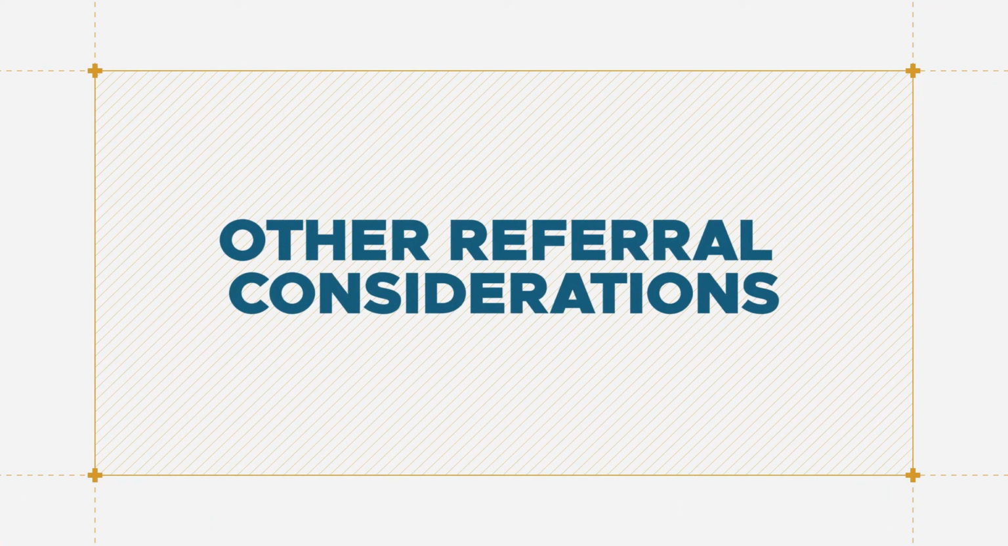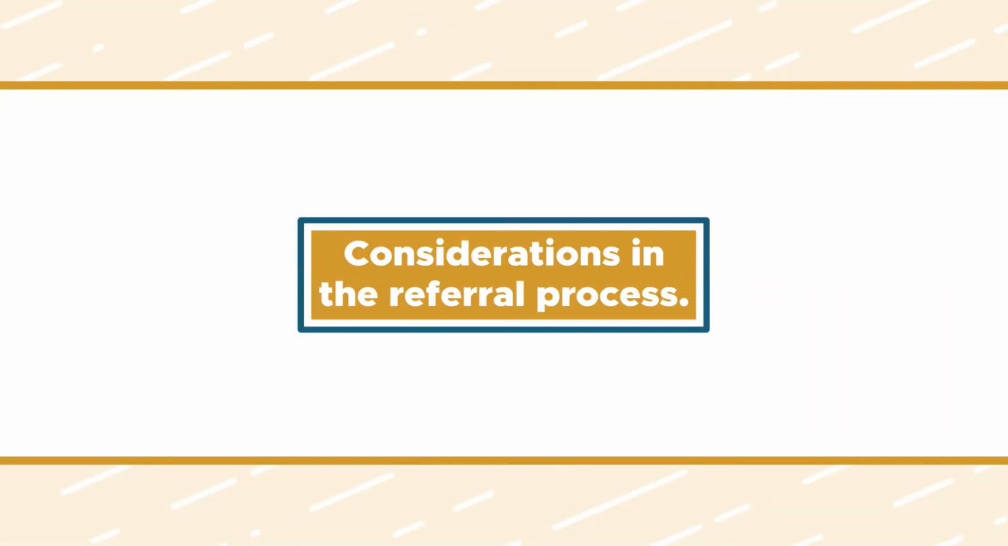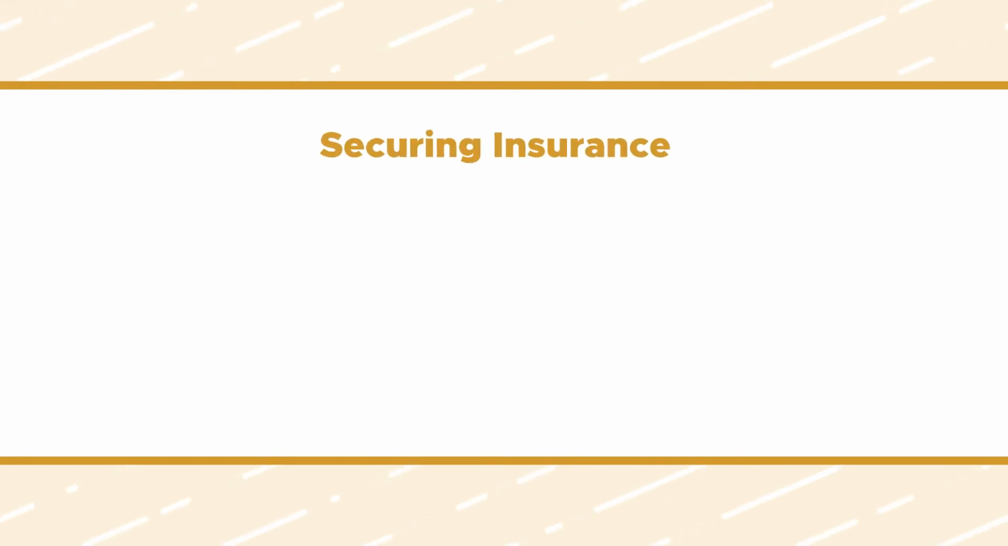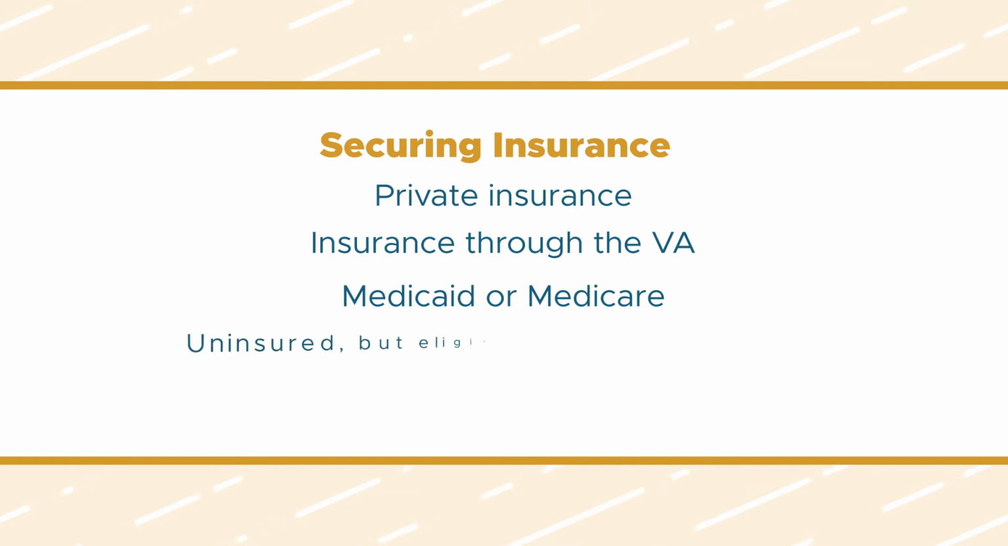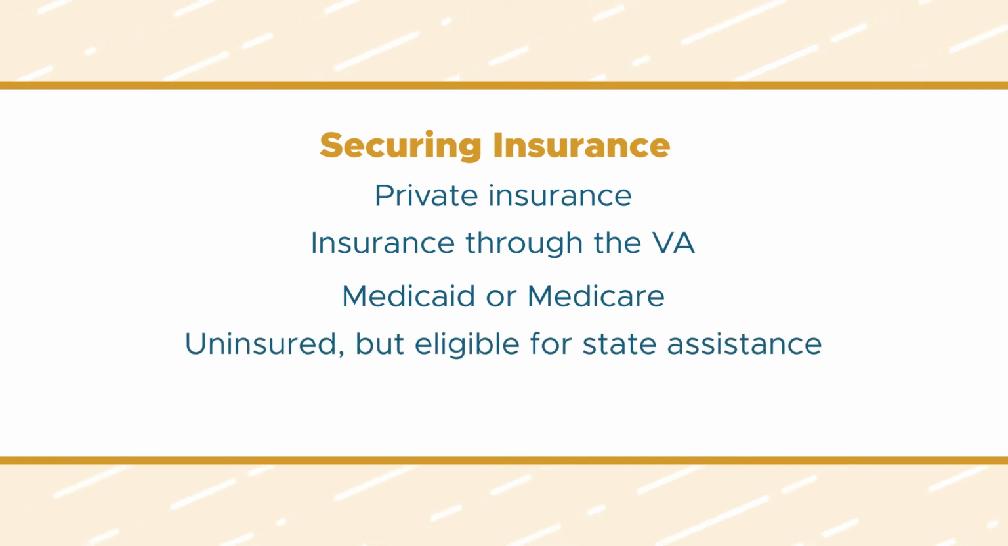While there are several other considerations in the referral process, we'll highlight 5. First, securing insurance. Some of the individuals you'll work with will have private insurance through employers, partners, or family members. Some might have insurance through the VA or Medicaid or Medicare. Others might be uninsured but eligible for state assistance. Some individuals might be returning from custody and have lost their insurance.